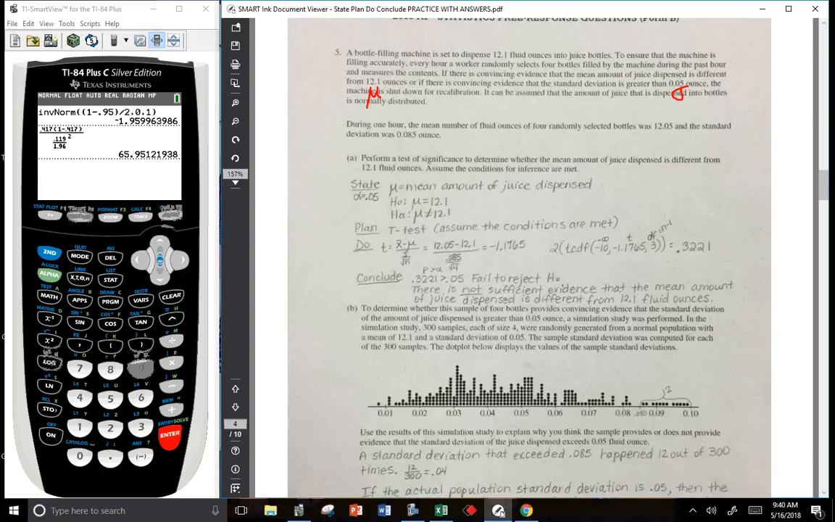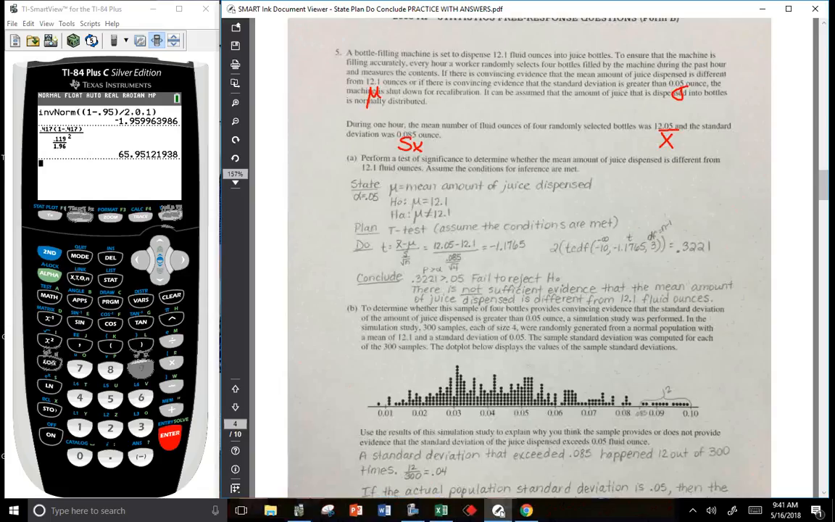Remember to always use population symbols in your state, okay? So we're saying mu is the mean amount of all juice dispensed. The null hypothesis is that the machine is good, and so mu is exactly 12.1. The alternative is that it's different from 12.1. They didn't say greater than, they didn't say less than for the mean. Now they did for the standard deviation, and we'll get to that later. But for the mean, they said if it's different from 12.1, we're recalibrating. So do y'all understand why I did not equal 2 there? Okay, and then alpha is 0.05.